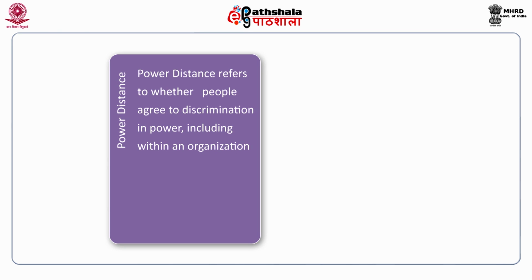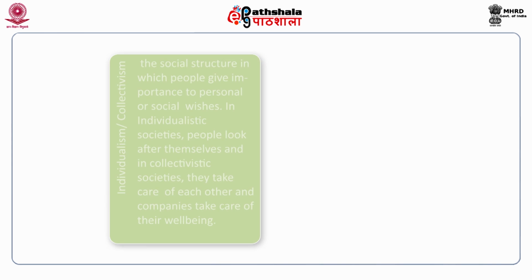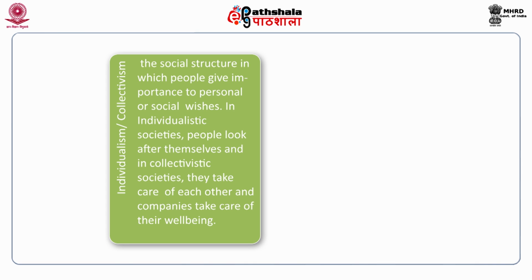Power distance refers to whether the people agree to discrimination and power, including within an organization. Uncertainty avoidance, the sense of reassurance or discomfort linked with the intensity of uncertainty and doubt. Low uncertainty avoidance means that persons accept unstructured and volatile conditions. Individualism versus collectivism is a social structure in which the people give importance to personal or social wishes. In individualistic societies, people look after themselves, and in collective societies, they take care of each other and companies take care of their well-being.